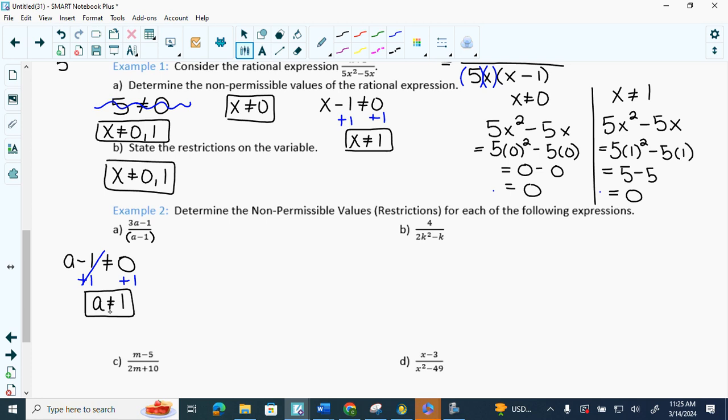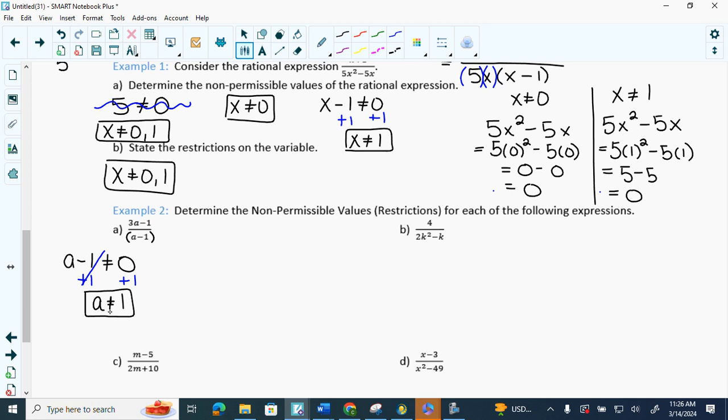To prove that I'm right, I take that number and I plug it into the denominator. And if the denominator equals 0, I am right. It can't be that. So let's try it out. A can't equal 1. Okay, so I'm going to put it in. 1 minus 1 is 0. It would make my denominator 0, wouldn't it? So I know I'm right. Does that make a little more sense?